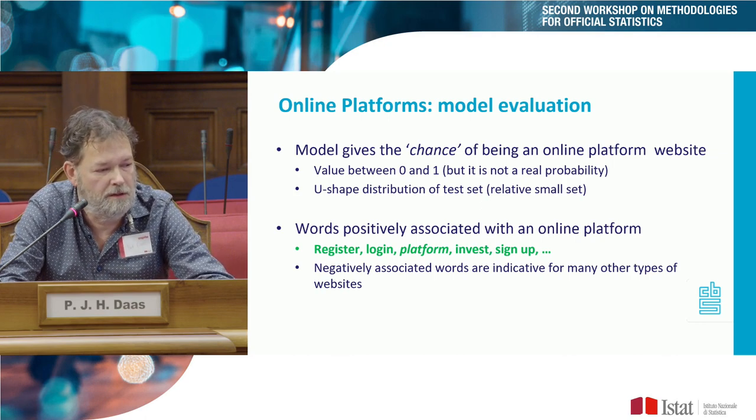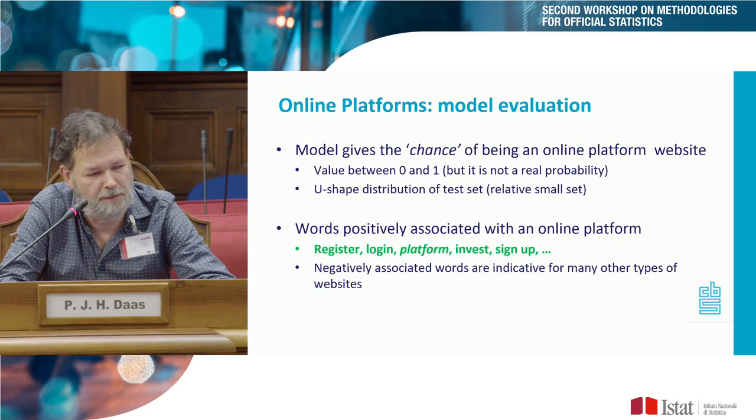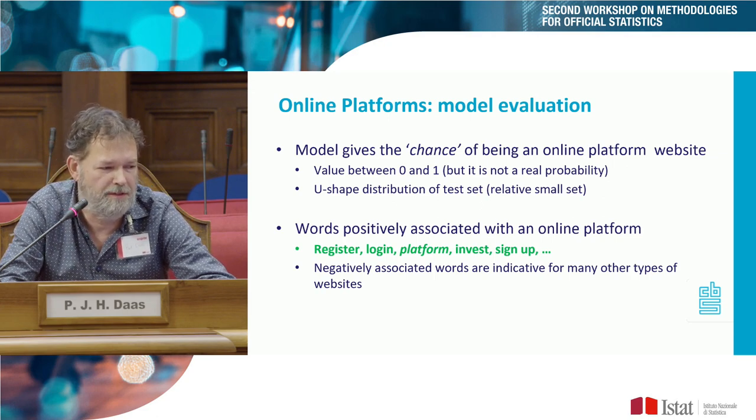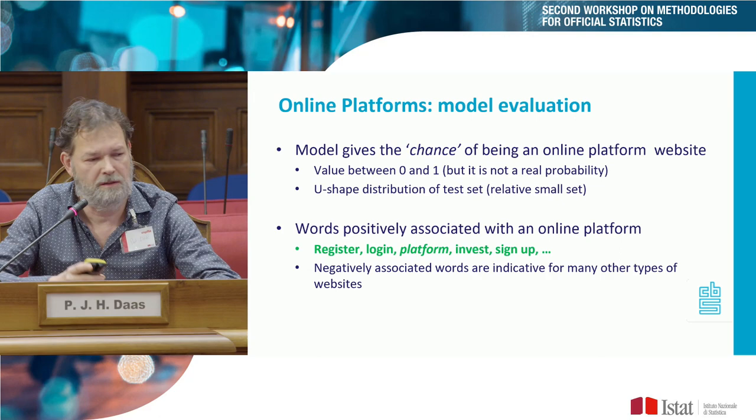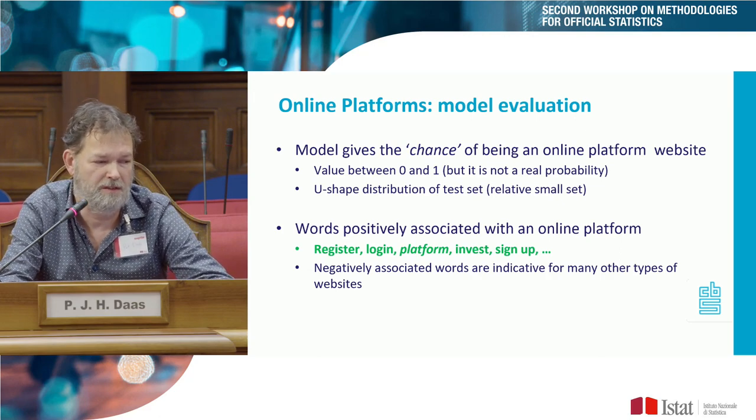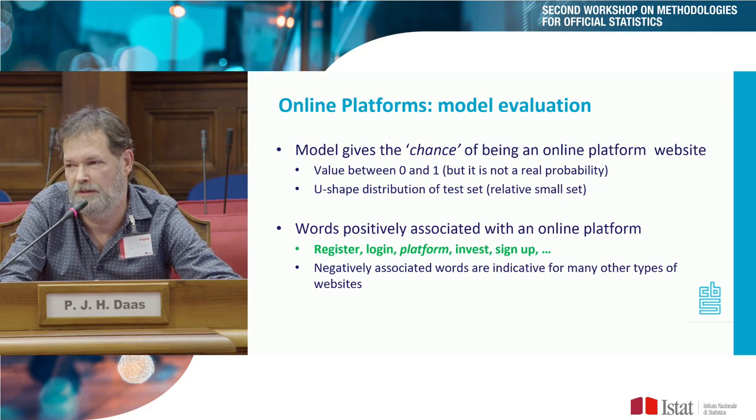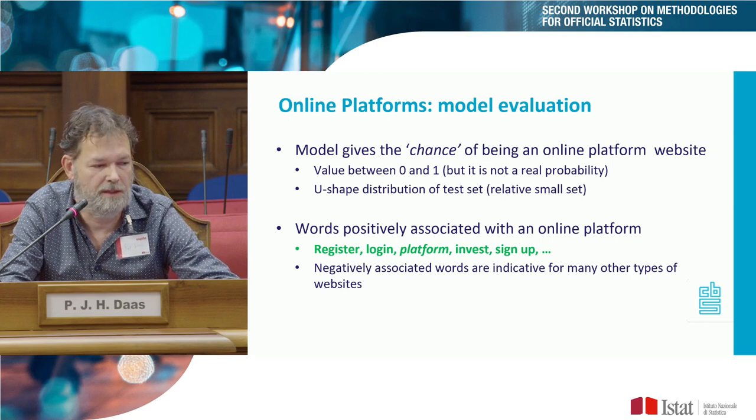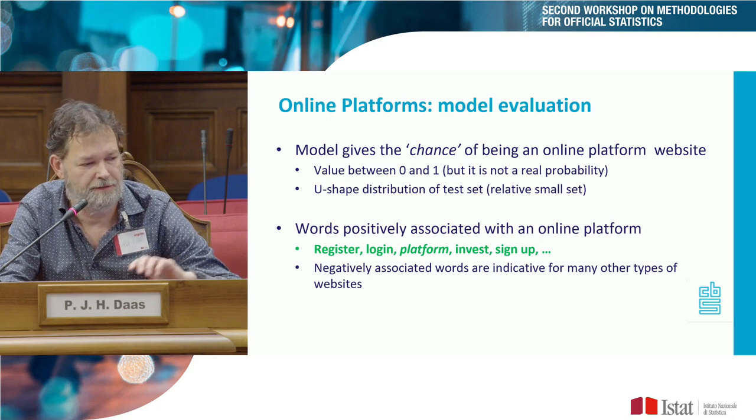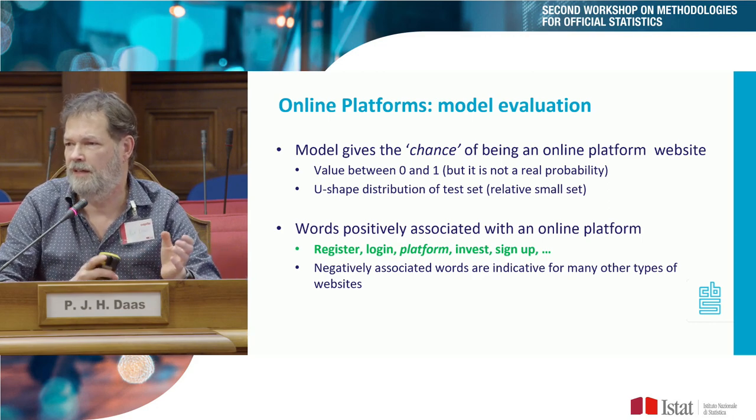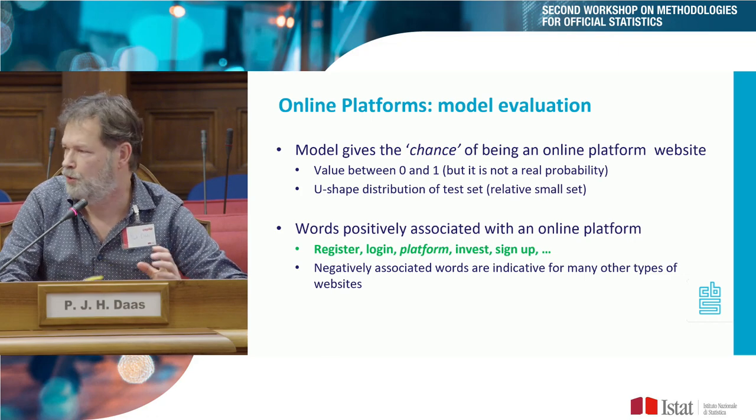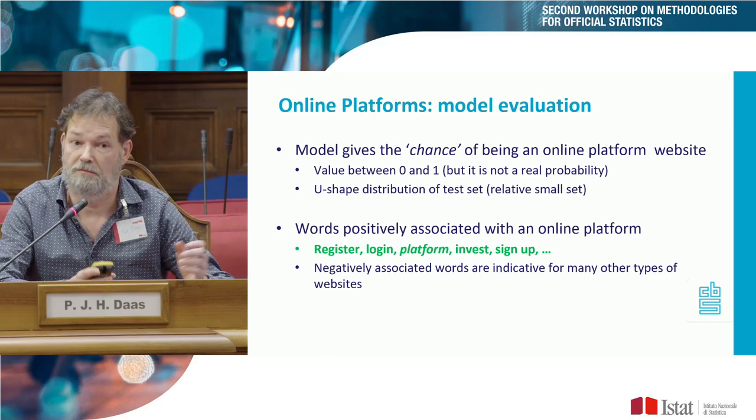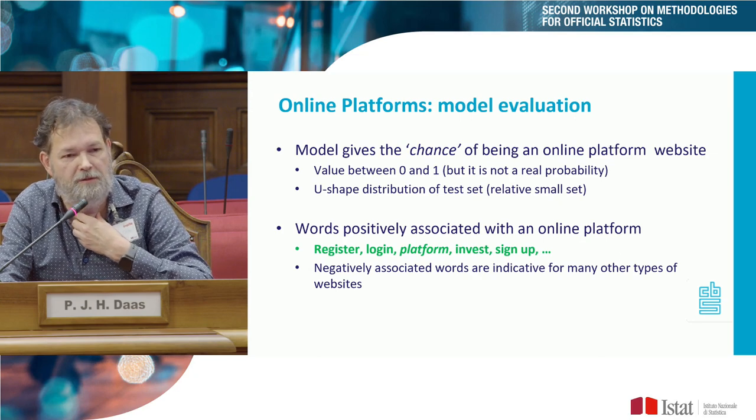The model is not only able to identify a website as a platform or not, but it can also provide a chance, and I have to put that between quotes, of being an online platform. That's in principle a value between 0 and 1, but that's not a real probability, certainly not in the case of a support vector machine. I will demonstrate that at the end of the presentation. And we looked at the distribution of the probabilities on the test set, and they had a U-shape, which means that there are more or less two groups in there, which corresponds to an online platform or not.